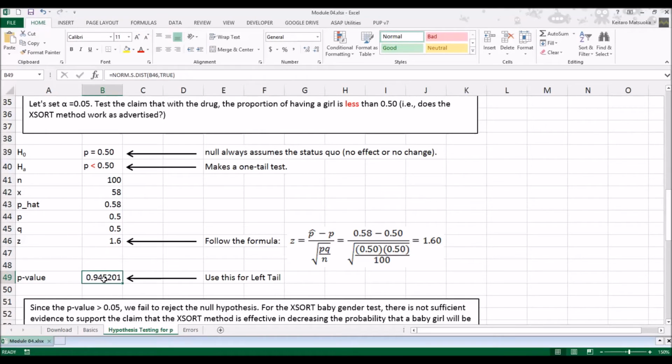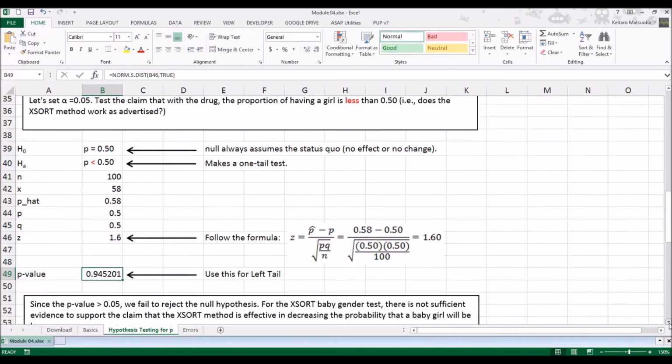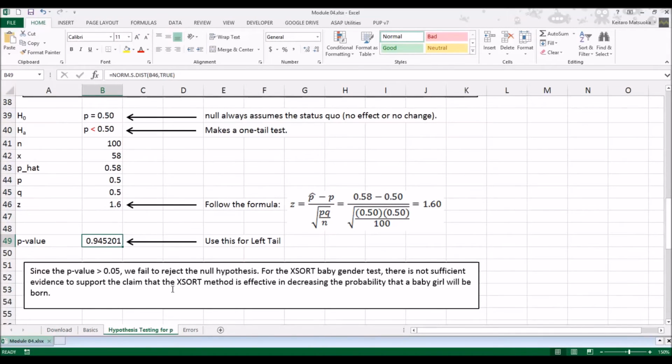However, the p-value is different. For the p-value, we just use the NORM.S.DIST function, and we don't need to do any 1 minus adjustment like you saw in the right tail. So for the p-value, left tail, it's going to be 0.9452. Again, it seems that the p-value is greater than the alpha, 0.05. So again, we failed to reject the null hypothesis.